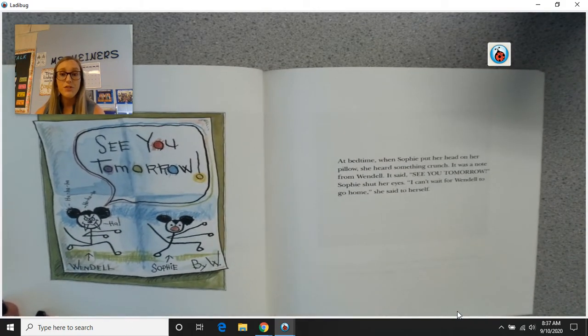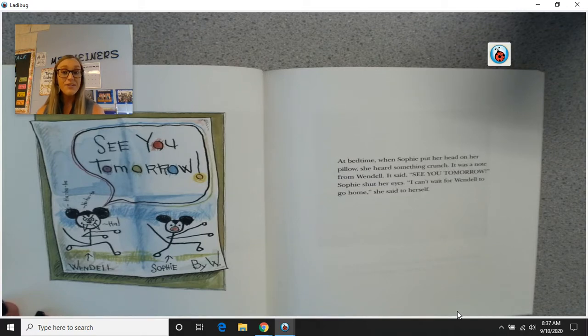At bedtime, when Sophie put her head on her pillow, she heard something crunch. It was a note from Wendell. It said, "See you tomorrow." Sophie shut her eyes. "I can't wait for Wendell to go home," she said to herself.